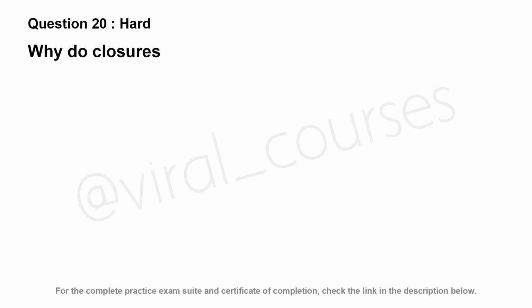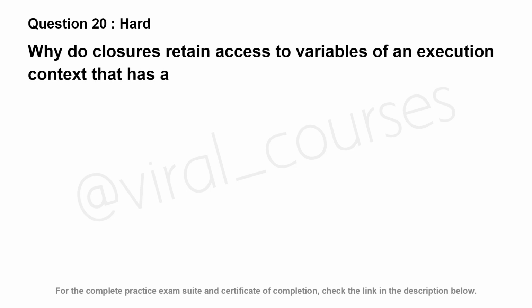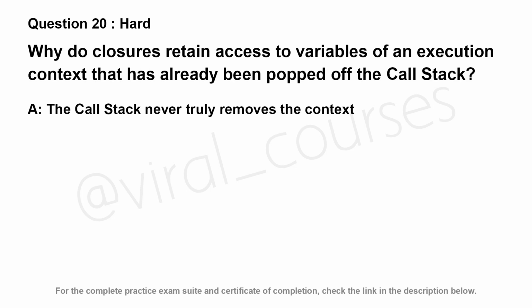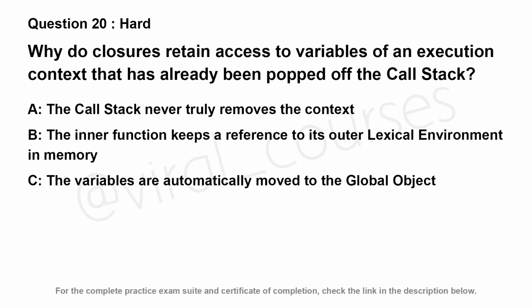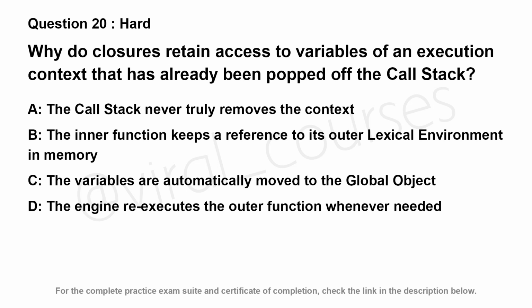Why do closures retain access to variables of an execution context that has already been popped off the call stack? Option A. The call stack never truly removes the context. Option B. The inner function keeps a reference to its outer lexical environment in memory. Option C. The variables are automatically moved to the global object. Option D. The engine re-executes the outer function whenever needed.